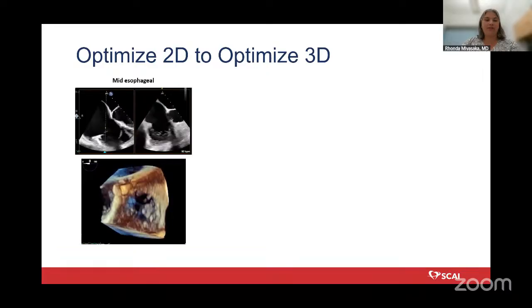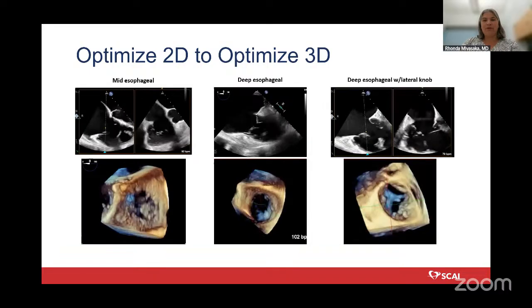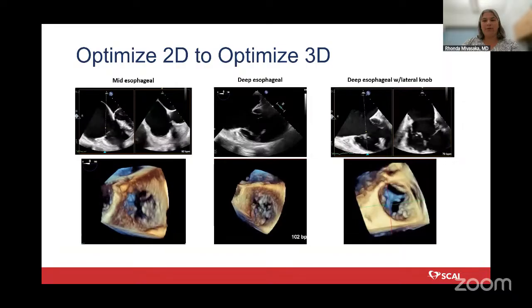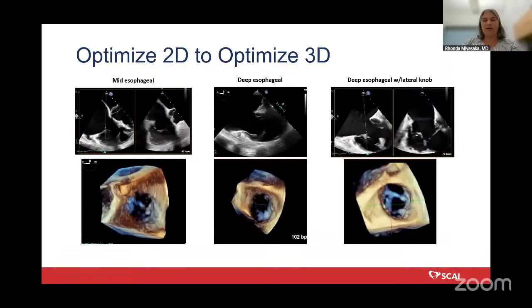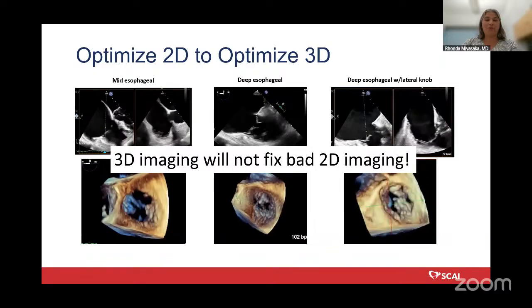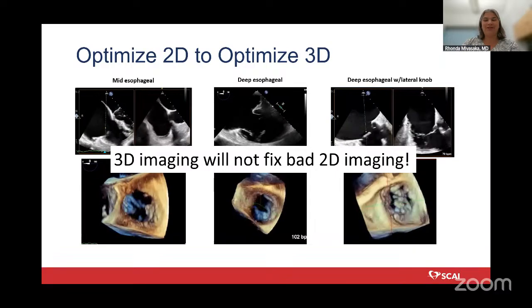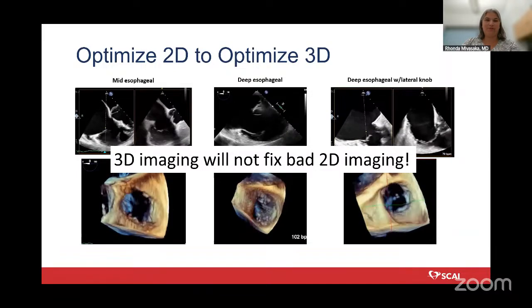So here's an example of a patient whose mid-esophageal view has some shadowing. And so our 3D imaging has some shadowing. When we go to the deep esophageal imaging window, you see that we have a little bit better image. We start to see the tricuspid anatomy better on our 3D image. When we then go to a deep esophageal view and we use our lateral knob to really get a high quality 2D image, that's where we're finally able to bring out a really high quality 3D image where we can understand anatomy. The other point that's really important is that 3D imaging is not going to fix bad 2D imaging. If you have a bad 2D image, your 3D image is going to be 10 times worse.